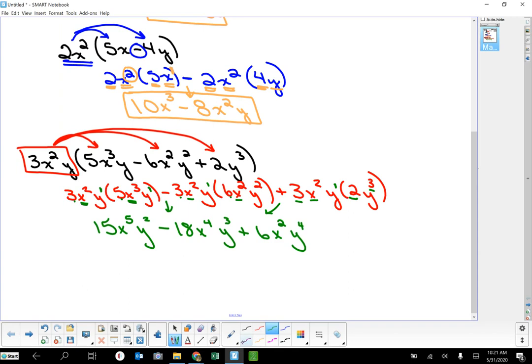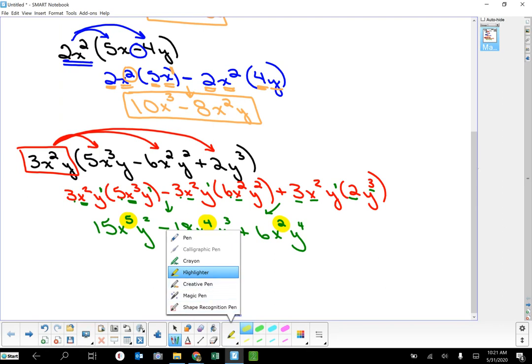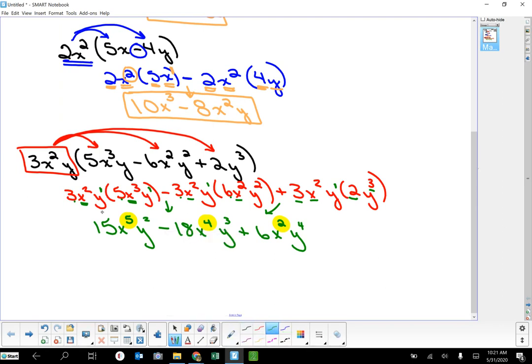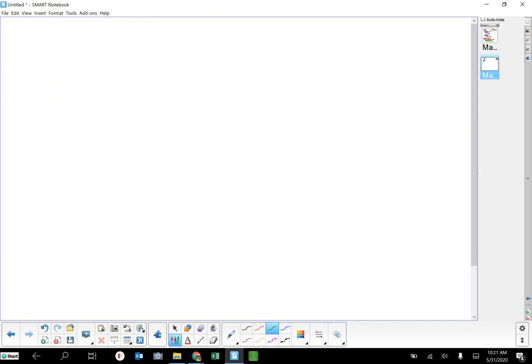And then if you kind of scan back over and look at these, you have an x to the 5th, x to the 4th, x to the 2nd. So just looking at the x's by themselves, you don't have any like terms. But if you did, maybe you had another x to the fifth somewhere, you'd also have to have a y to the second. Okay, so they have to be identical. So going back to our pen, I'm just going to box in my answer, which I'm going to ask you to do when you work out these problems as well. All right, next, on to foiling.